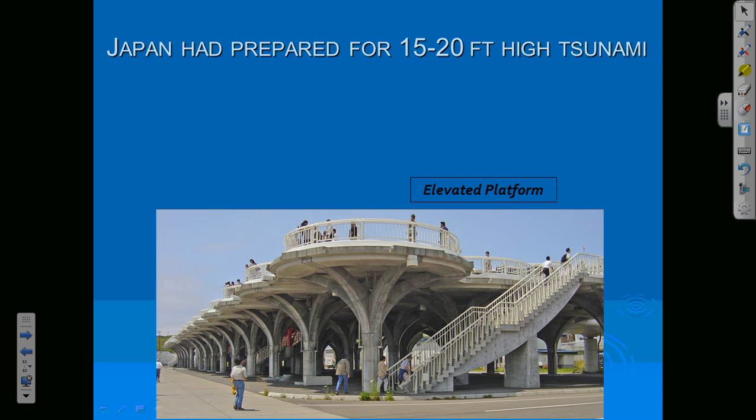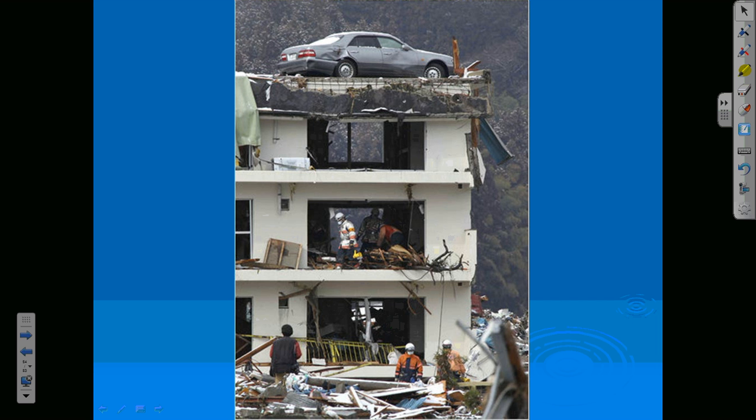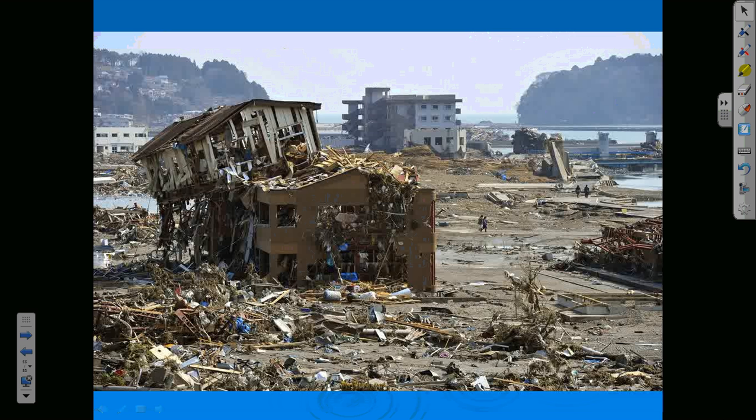They even had these evacuation platforms where people were supposed to go if there was a tsunami. And you can see, they were prepared for this 15 to 20 feet high, and this is the level of that tsunami. So even if you took protection, you can see what happened. You have cars on top of 3-story buildings. In this photograph, you have a large house with another house that came from somewhere, presumably over here, sitting on top of it.